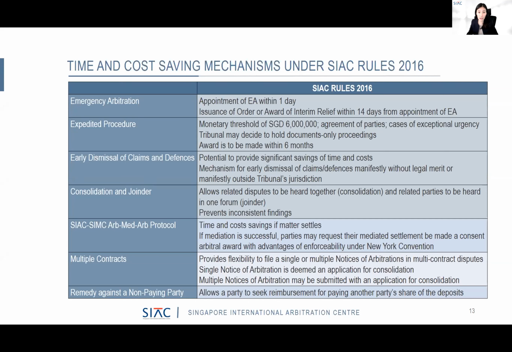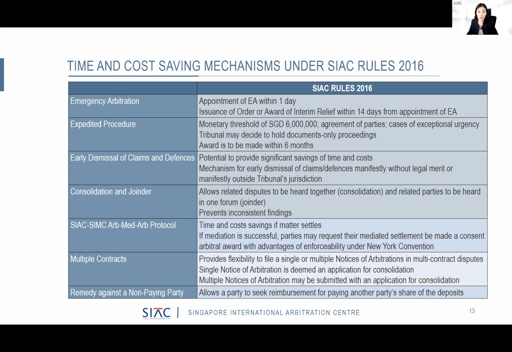We also have multi-contract, consolidation, and joinder provisions, which all serve to save time and cost by streamlining the process. So under our multi-contract provisions, a claimant only needs to file a single notice of arbitration for disputes arising out of multiple contracts. In this scenario, the claimant would be deemed to have commenced multiple arbitrations, one for each arbitration agreement, and the notice of arbitration would be treated as an application for consolidation. Alternatively, a claimant can also file multiple notices of arbitration and concurrently submit an application to consolidate.